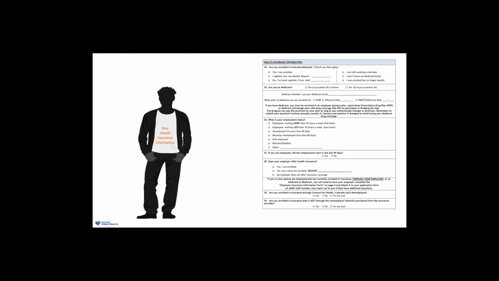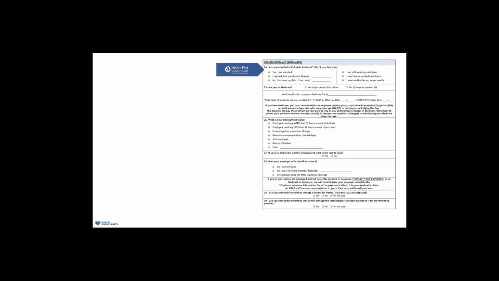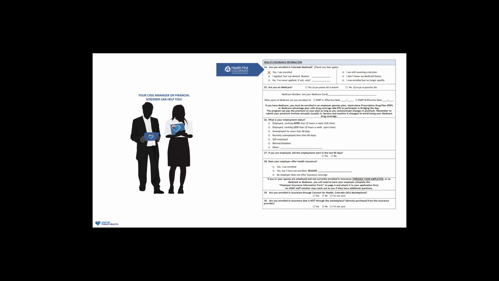Line 24 wants to know if you are enrolled in Colorado Medicaid. Remember, Colorado is one of the states that expanded Medicaid under Obamacare. It is excellent insurance and covers many services and medications. If you are eligible, your case manager or financial screener will be able to help you apply.